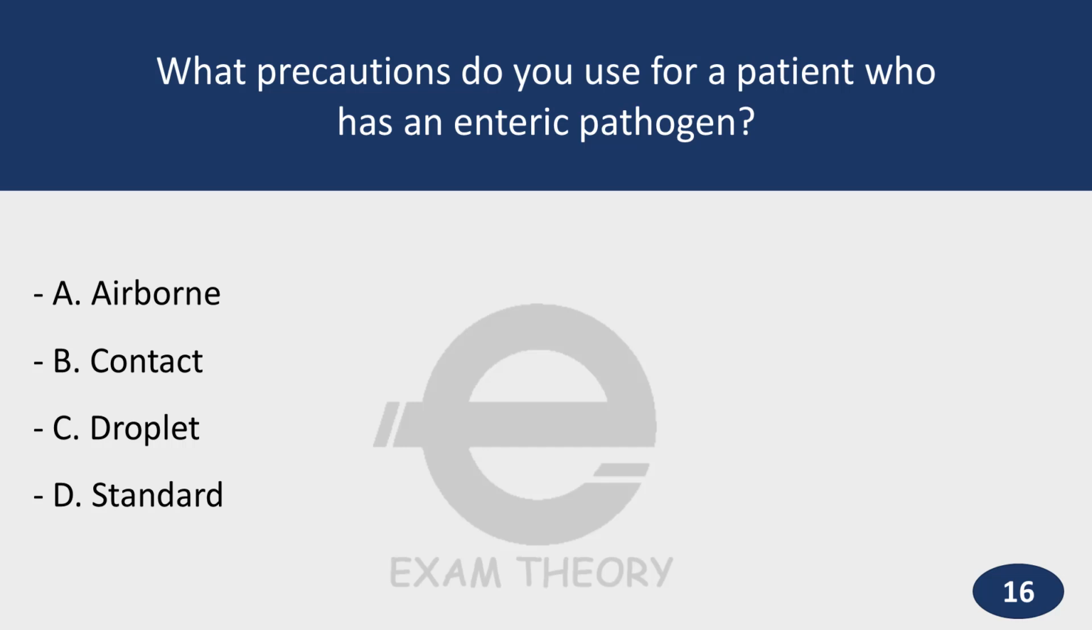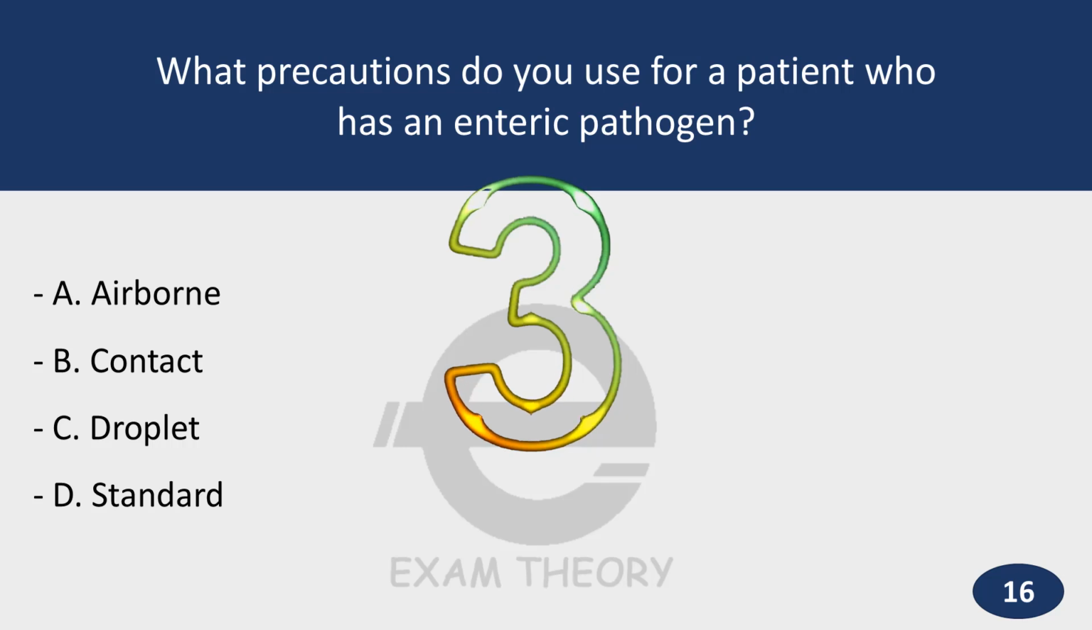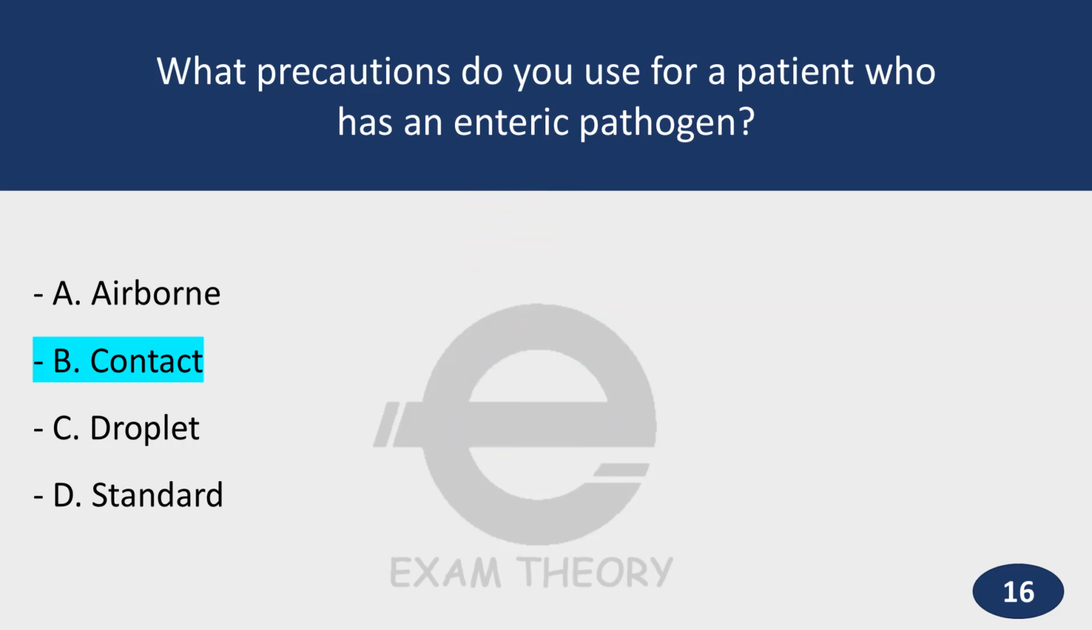What precautions do you use for a patient who has an enteric pathogen? A. Airborne. B. Contact. C. Droplet. D. Standard. The correct answer is B. Contact.